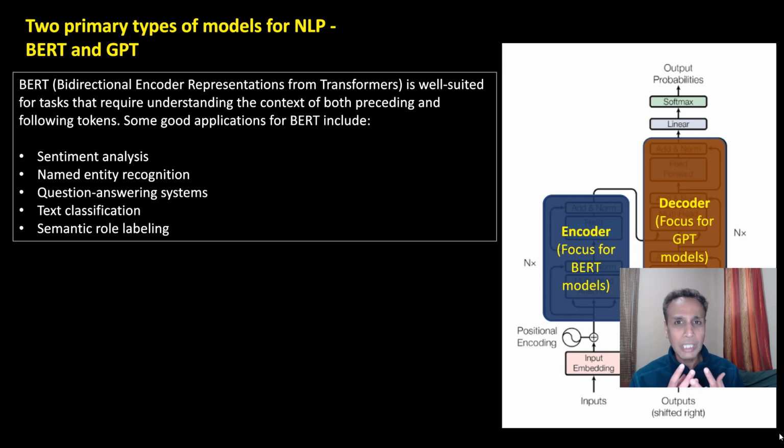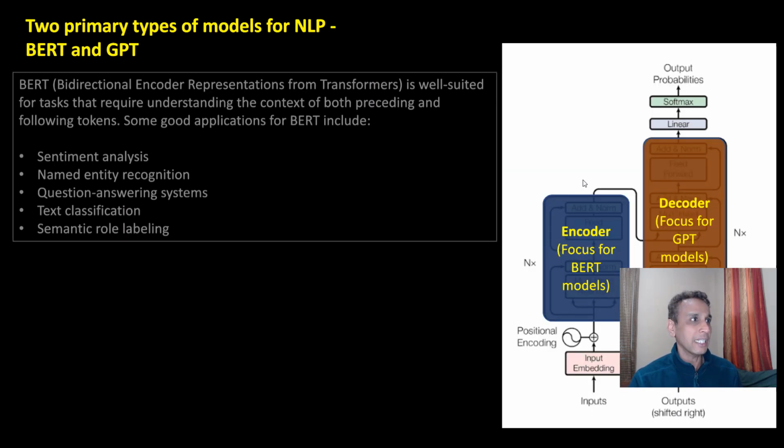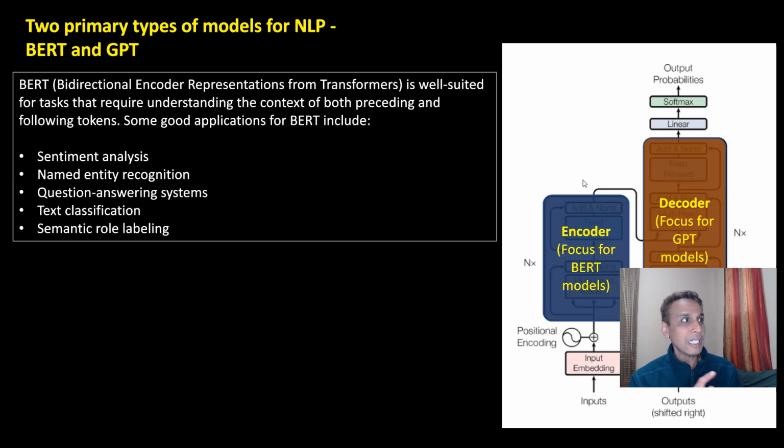That's a mouthful. What that means is, when you have a sequence of text, for example, the cat climbed up the tree and it was so tall, when GPT creates this, it's creating it from left to right. But BERT models, when they are training, are focused on the encoder side. BERT stands for bidirectional. That means it's looking at the statement from left to right and right to left, because the context has to make sense. That's exactly what BERT is doing, the bidirectional part, and it's well suited for tasks that require the understanding of the context.